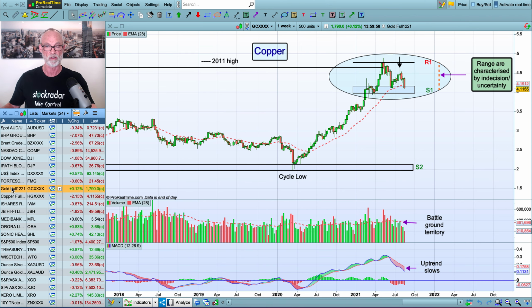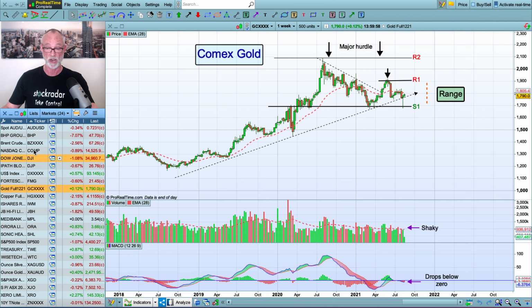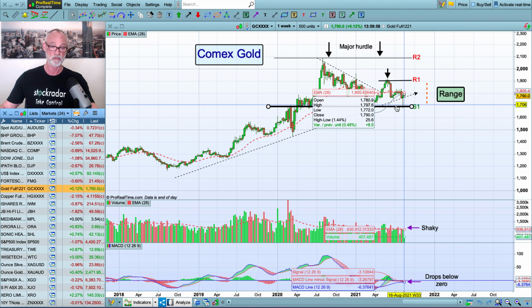We'll have a quick look at gold, not that it's going to tell us much more. We're in mid-range at the moment, just hovering between this R1 and S1 area. The lower high here again, which I'm a bit concerned about, is putting pressure on S1. So at the moment I'm pretty well neutral on gold stocks anyway. So that's where we are with gold.